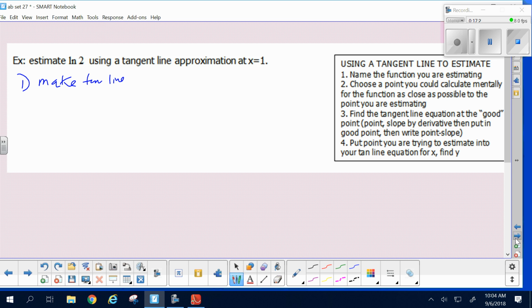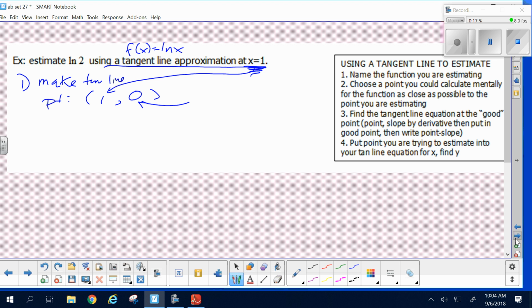Make the tangent line: f of x is natural log of x. I'm trying to estimate the natural log of 2. The point at which you draw the tangent line, they tell you, using a tangent line approximation at x equal 1. So the point is 1 and natural log of 1, which is what? Natural log of 1 is 0. Okay.